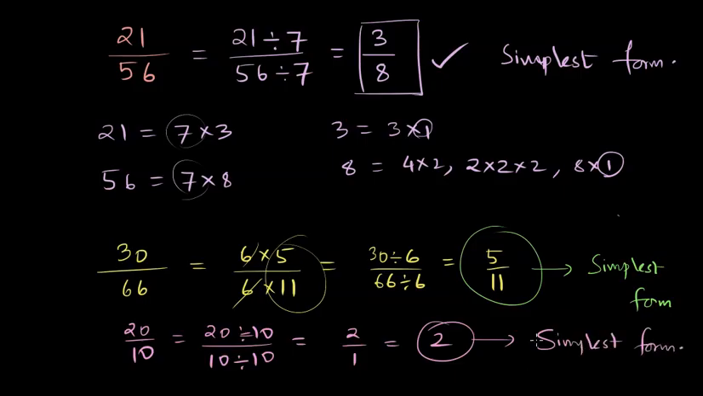So whenever you reach a point, by dividing numerator and denominator by common factors, where the numerator and denominator do not have any common factor other than 1, you have reached the simplest form.